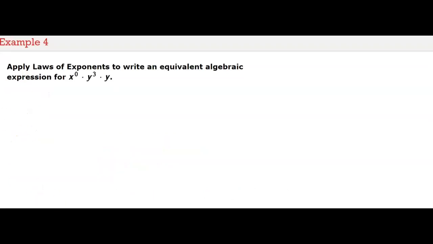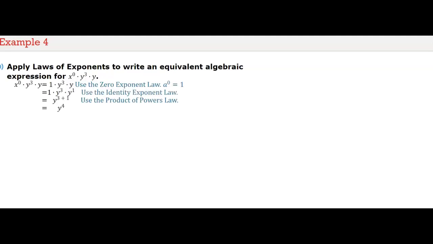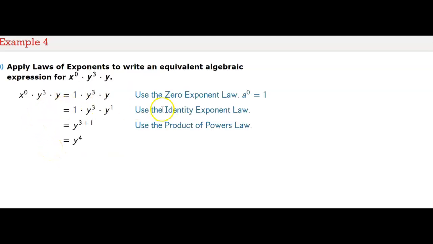Apply laws of exponents to write an equivalent algebraic expression for x to the 0 power times y cubed times y. All right, so we're going to use the 0 exponent law, where if the exponent is 0, it equals 1. So x now is 1, and then you rewrite the rest of the expression. Now you use the identity exponent law, so that y is single, so you have the exponent of 1, so that now you add the 3 and the 1 because that's the product of powers law. So now your evaluated expression here would be y to the power of 4.